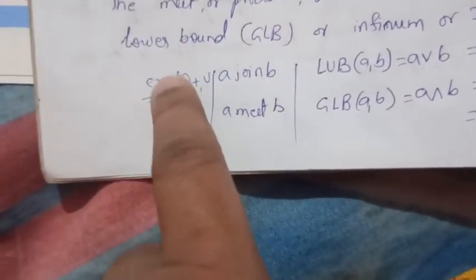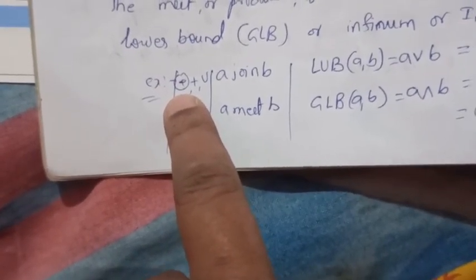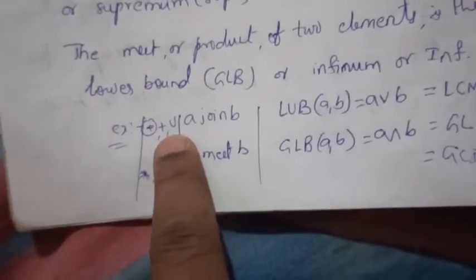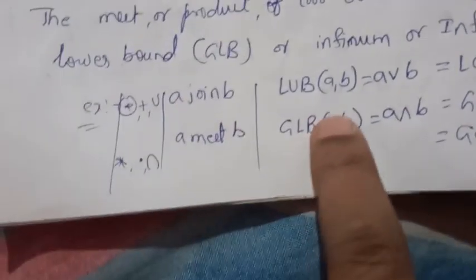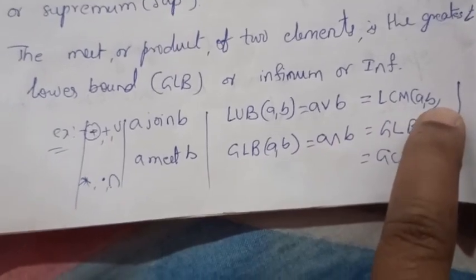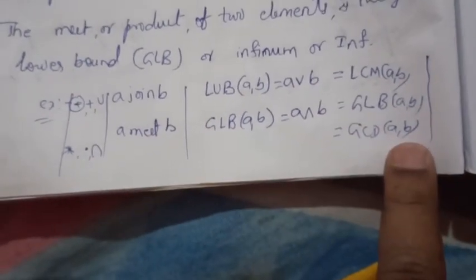We are putting a circle, which means the NOT OR operation, NOR. We can call that the NOR operation. And here, plus or union: A join B means LCM of A comma B. A meet B means GCD of A comma B.